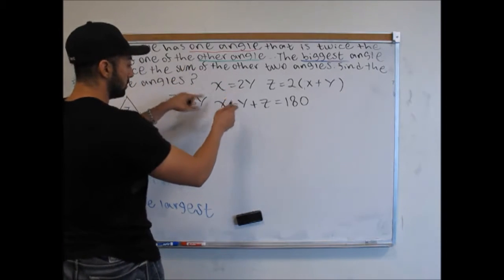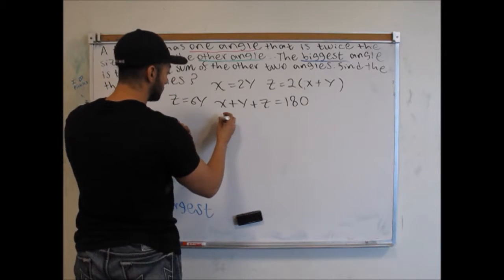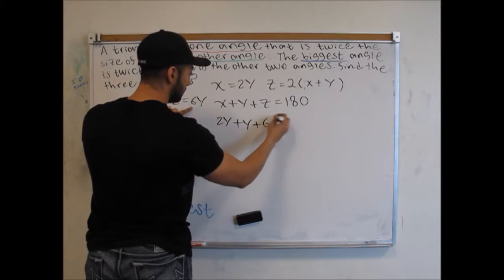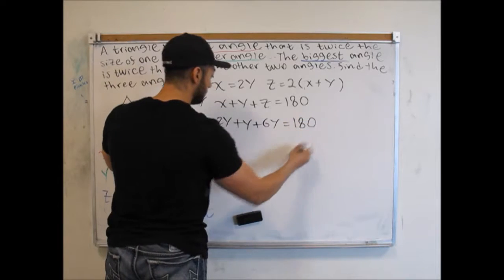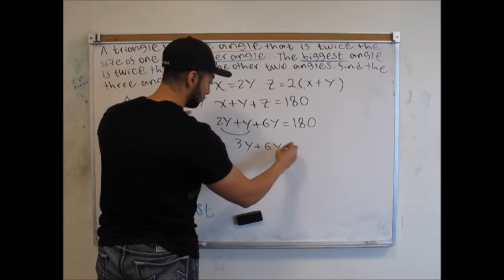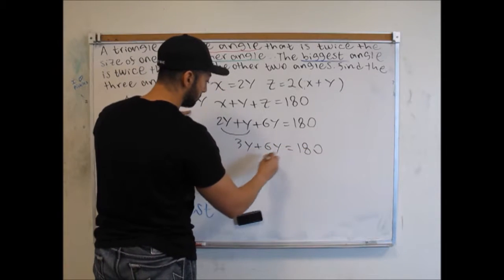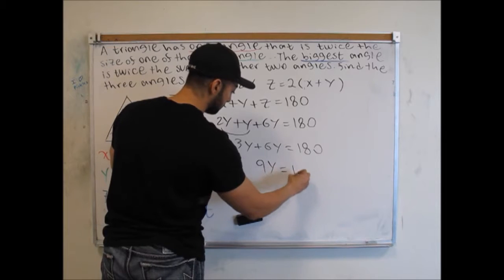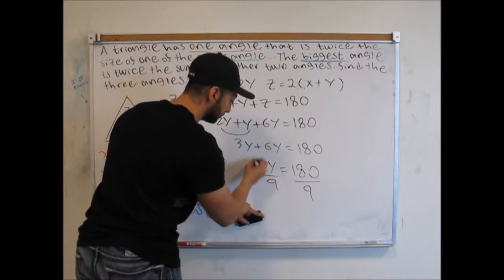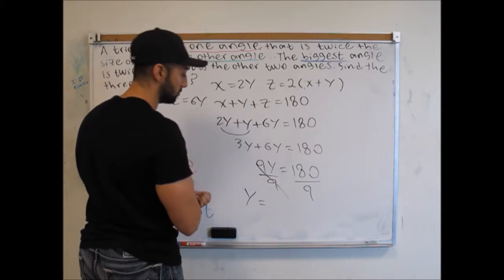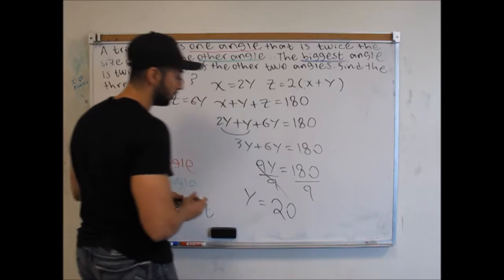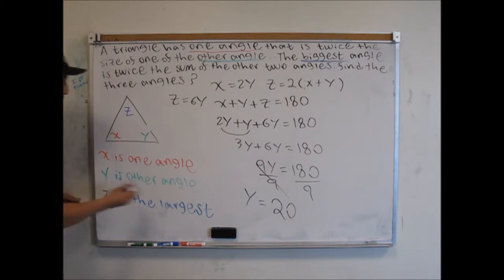So let's go ahead and substitute x equals 2y into this x to get 2y. Leave the y alone. z is also 6y, and that equals 180. Then 2y plus y is 3y, and 3 plus 6 is 9y. Divide by 9, and you get your first variable, y. 9 goes into 18 twice, and there's the extra 0, so 20. So we get that y is equal to 20 degrees.